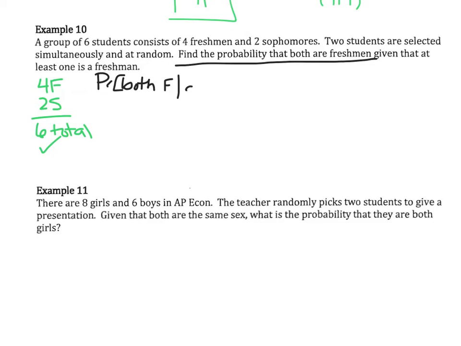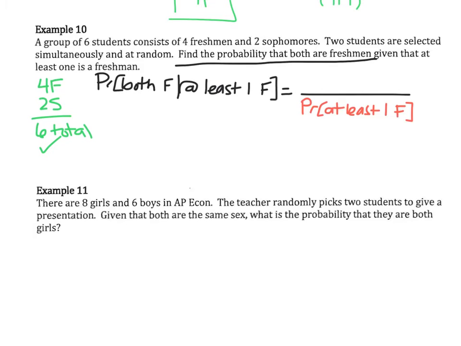Given that at least one is a freshman. So the bottom part's going to be "at least," and the top part should be the overlap. So both freshmen and at least. Okay, kind of awkward wording there. But now we can dissect, given what they gave us at the top.